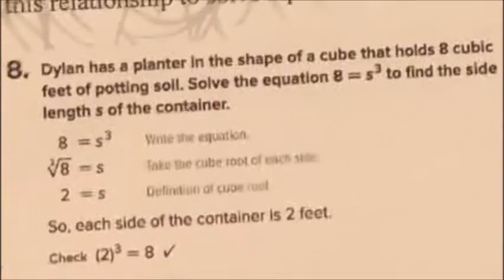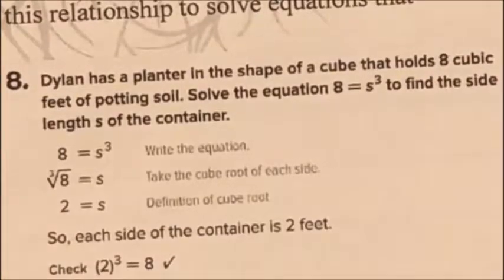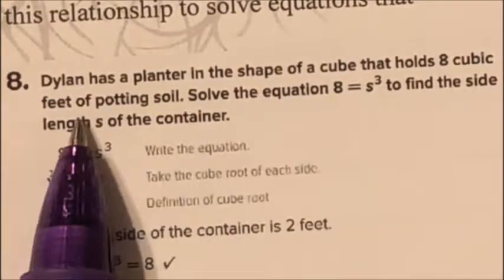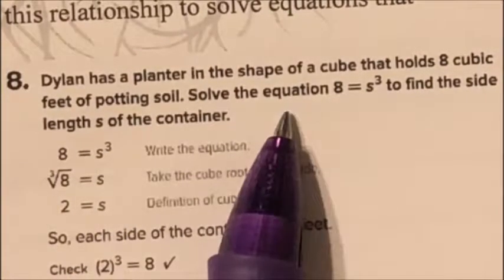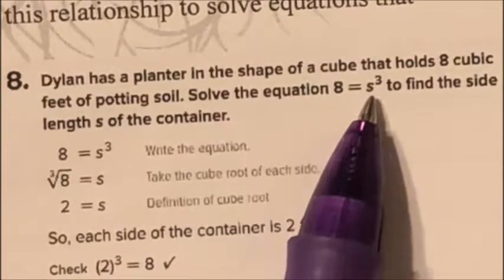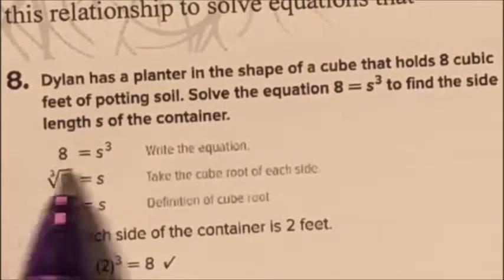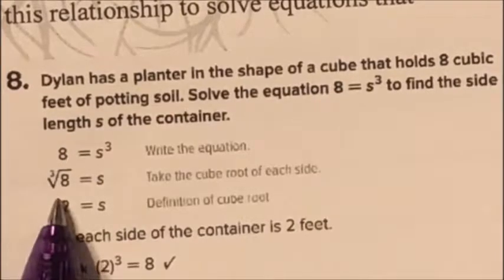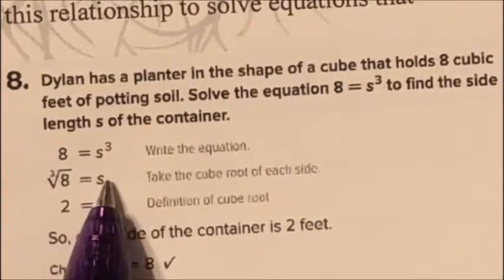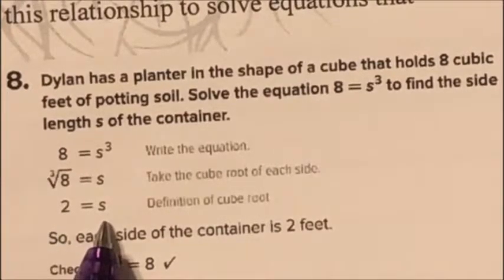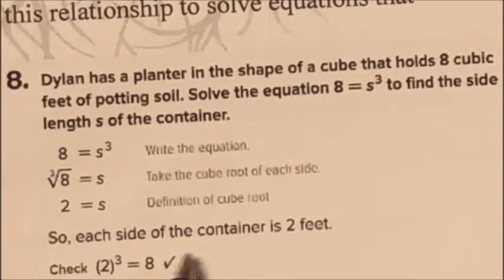Number 8. Dylan has a planter in the shape of a cube that holds 8 cubic feet of potting soil. Solve the equation 8 equals s cubed to find the side length s of the container. So 8 equals s cubed. I can take the cube root of 8 and the cube root of s. Cube root of 8 is 2, and I get s. So each side of the container is 2 feet. I can always check: 2 cubed does equal 8.